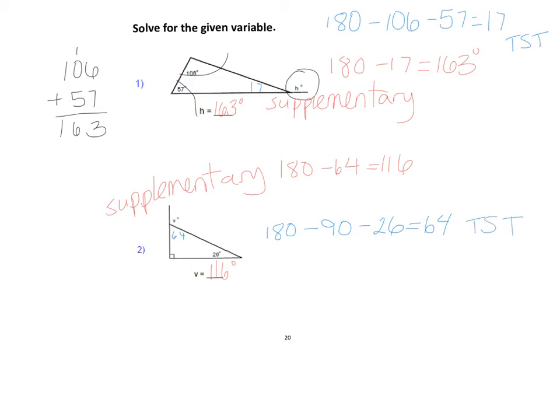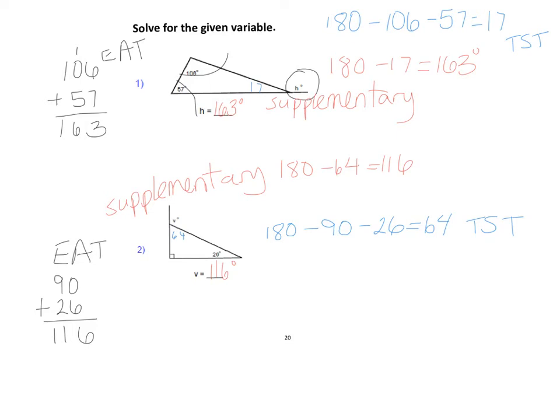But based on the exterior angle theorem, we can say that 90 plus 26 gives us 116 degrees as well. So there's one way to go about it using what we know with the triangle sum theorem and the supplementary angles, but we can also go a slightly shorter way and use the exterior angle theorem to come up with the sum or the value of the exterior angle.